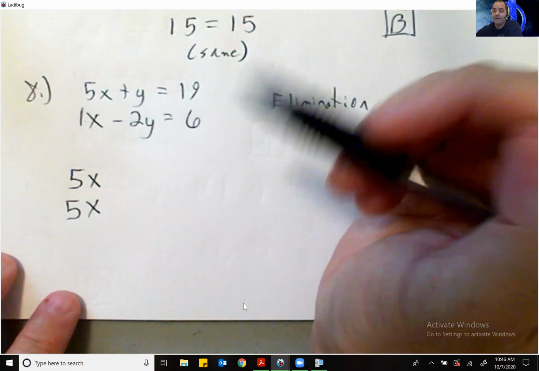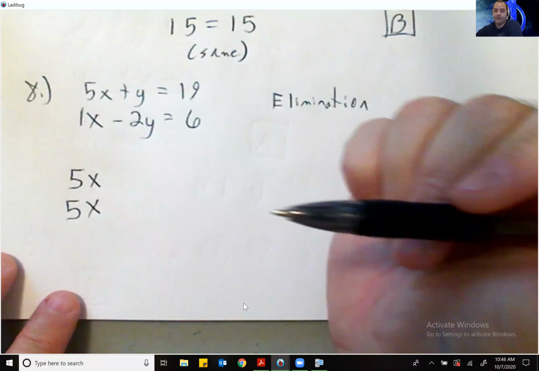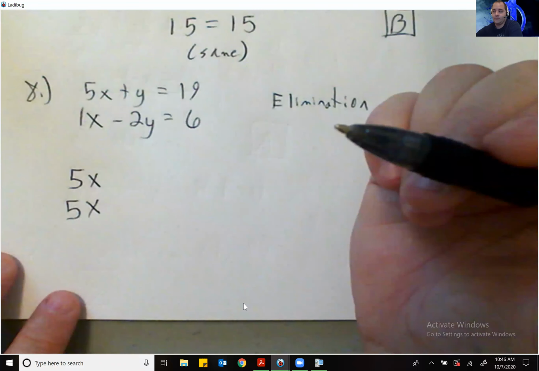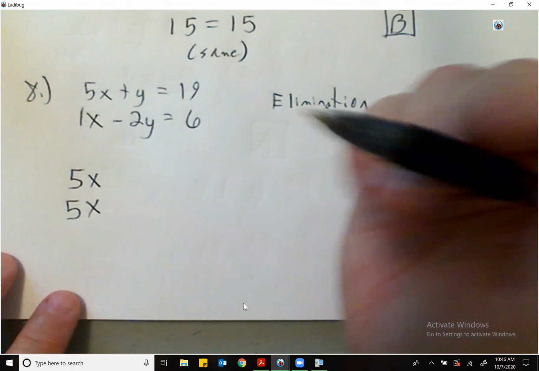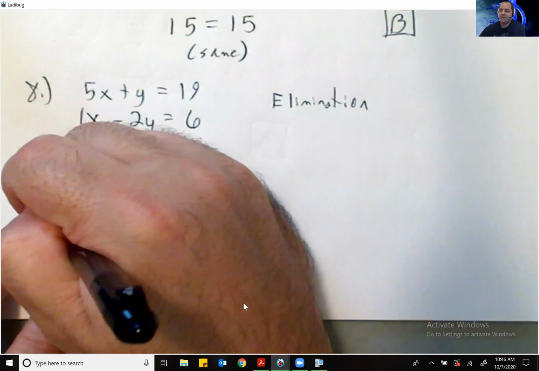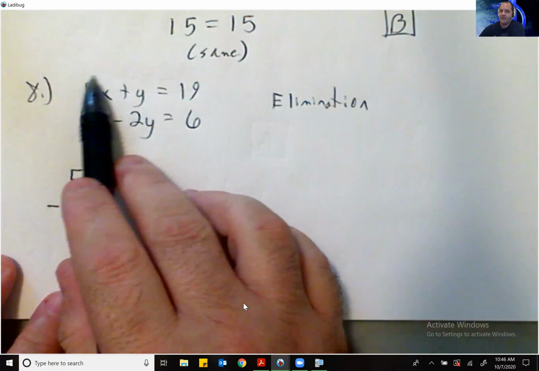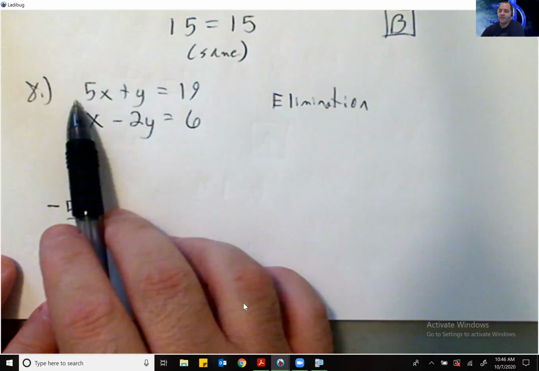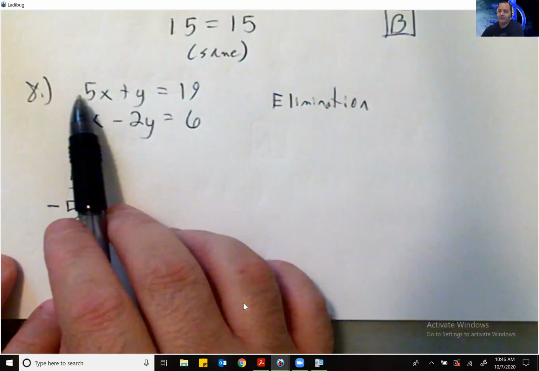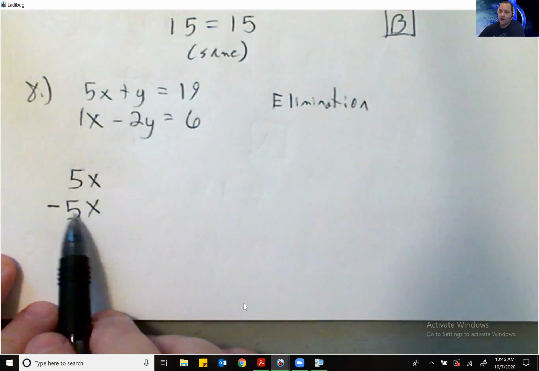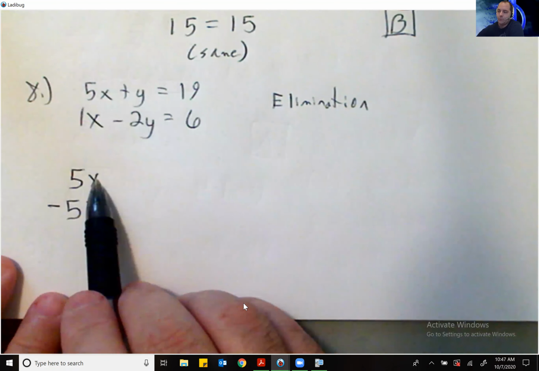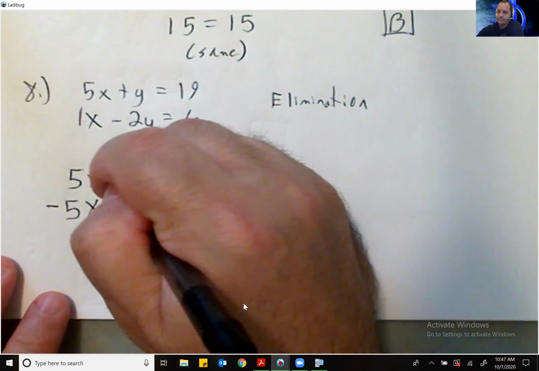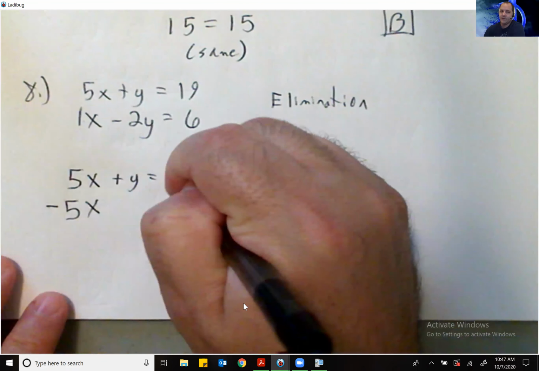All right, now which one should we make negative? The bottom one. Yes, let's go with the bottom one. Because if you notice, we already got the positive 5 for the top. So that means we won't have to do anything to the top equation because they already match. Let's make the bottom one negative. So we're just going to rewrite it down. There's my top equation again.